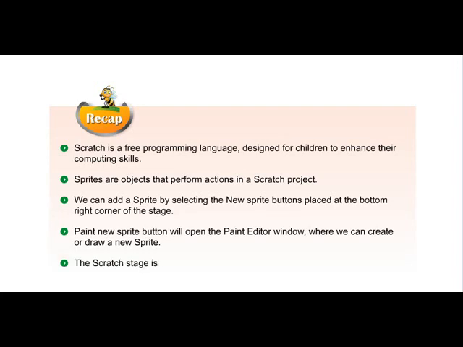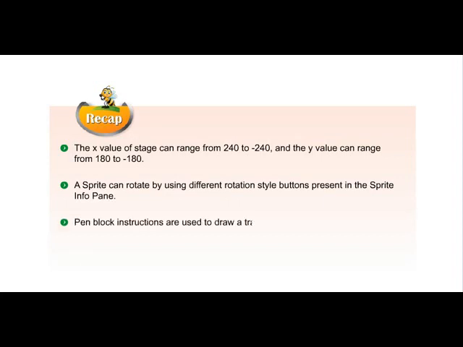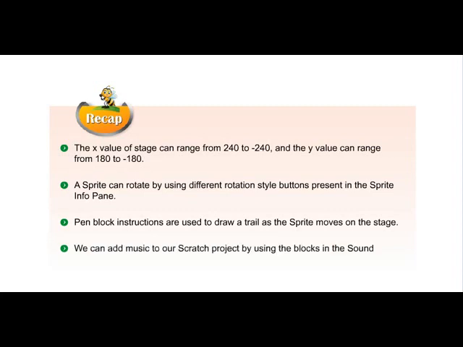The Scratch stage is 480 pixels wide and 360 pixels high. It is divided into X and Y grid. The X value of stage can range from 240 to -240 and the Y value can range from 180 to -180. A sprite can rotate by using different rotation style buttons present in the Sprite Info pane. Pen block instructions are used to draw a trail as the sprite moves on the stage. We can add music to our Scratch project by using the blocks in the Sound block menu.